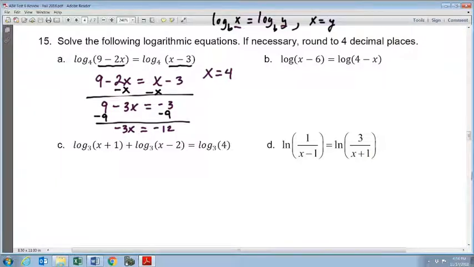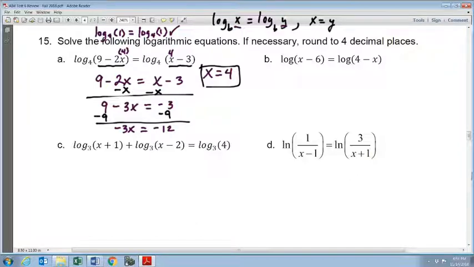Now we do need to check these. If we plug in 4 for x, notice it'll be the log base 4 of 9 minus 2 times 4. That's 9 minus 8. That's the log of 1. And of course on the other side, 4 minus 3, we're also going to get the log base 4 of 1. So you can see that this does check. So with logarithms, you're going to have to check your answers because we've learned that you cannot take the log of 0 or a negative number. So when you plug in your x value, you got to make sure that you don't get some value that you can't take the log of 0 or a negative number.